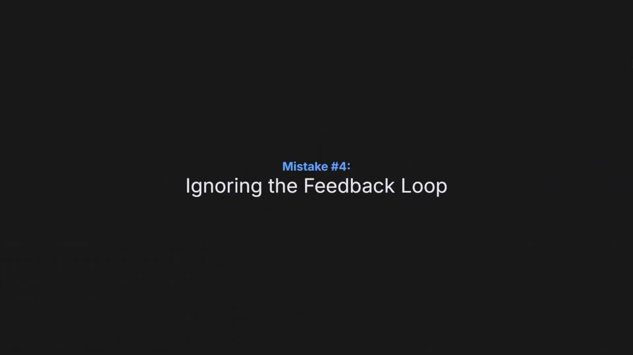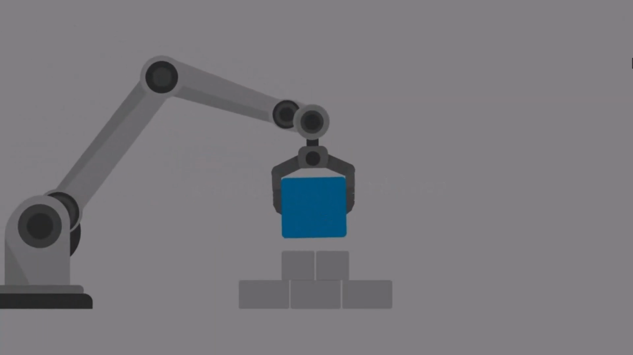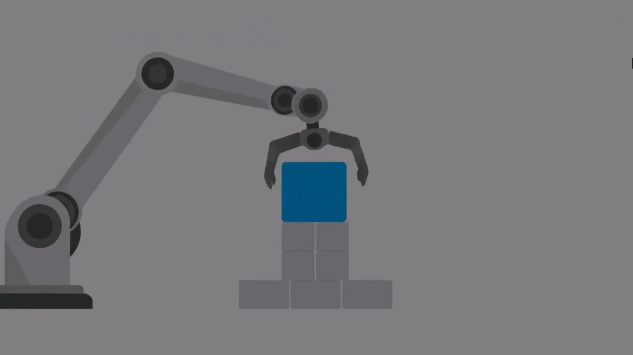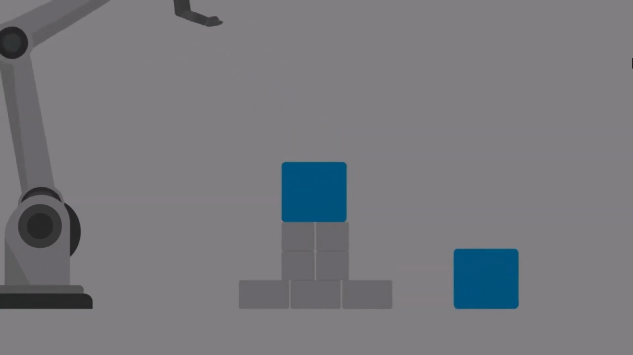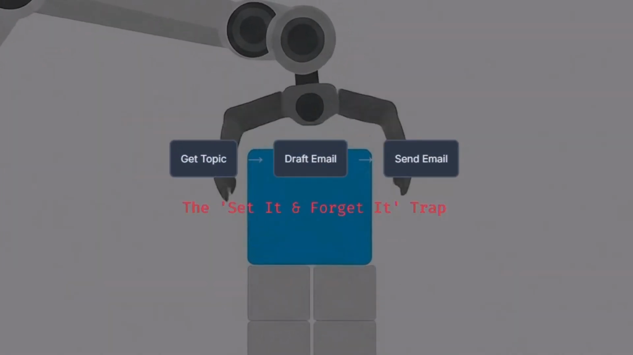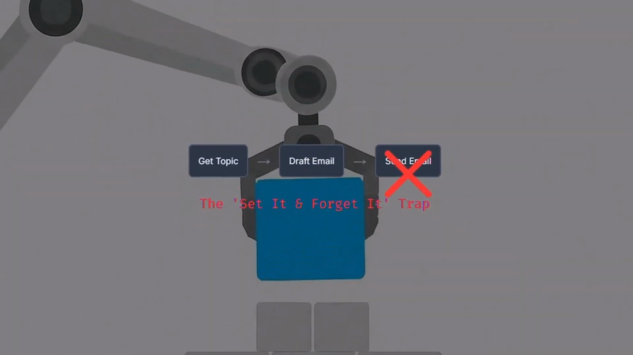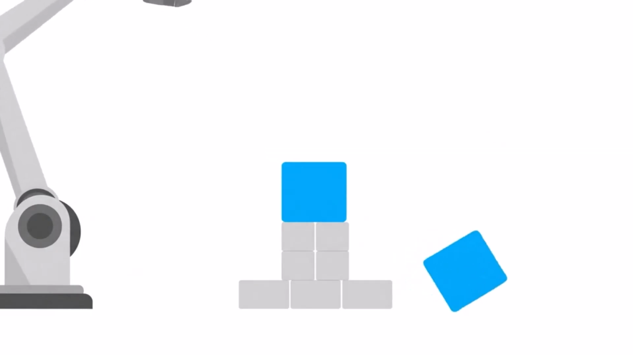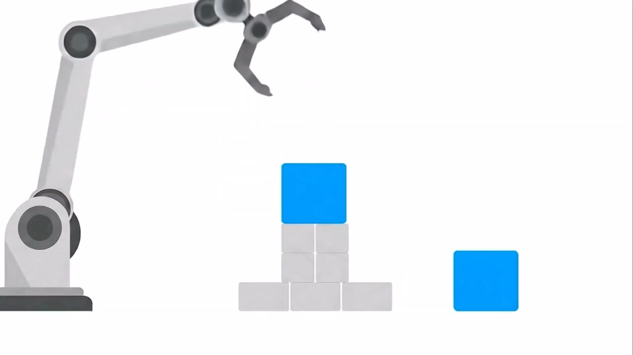All right, mistake number 4 is one of the biggest traps I see people fall into: ignoring the feedback loop. We get so excited about automation that we adopt a set it and forget it mindset. We build these complex AI agentic workflows, press run, and just hope for the best. But that's how you end up with an agent sending a nonsensical email to a client or posting gibberish to your social media.